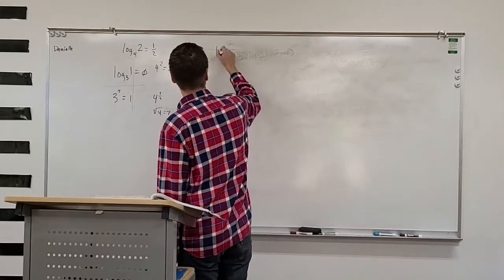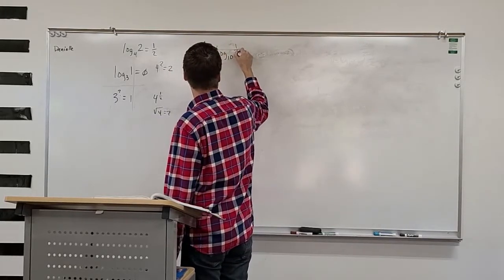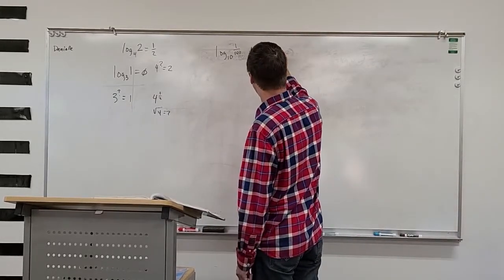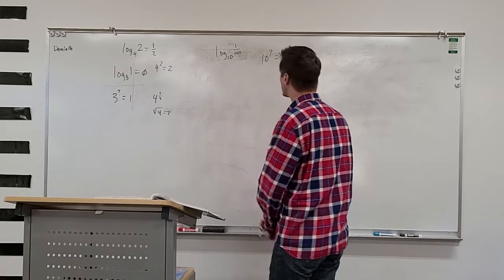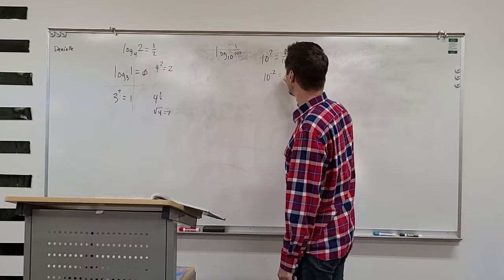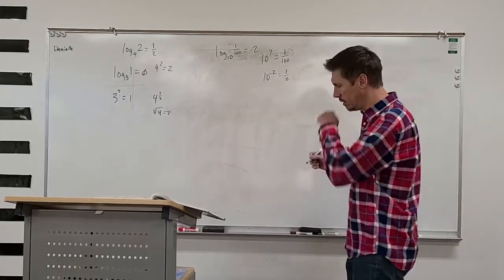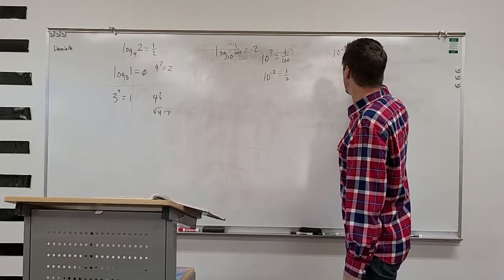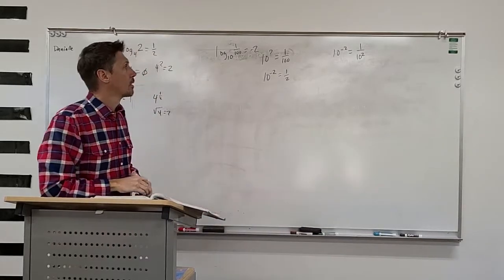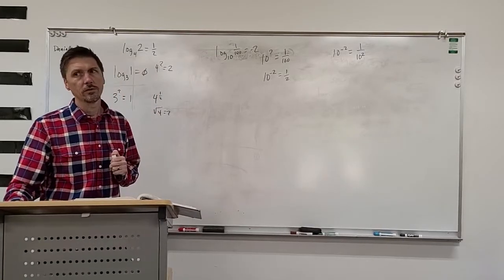Make sure that you realize this too. Log base 10 of 1 over 100. So 10 to what power equals 1 over 100? This is 10 to the negative 2 equals 1 over 100, so this equals negative 2. Just remember that with your exponents: 10 to the negative 2 is the same as 1 over 10 squared. You just move your exponent to the bottom and get rid of the negative sign. Everybody follow those?